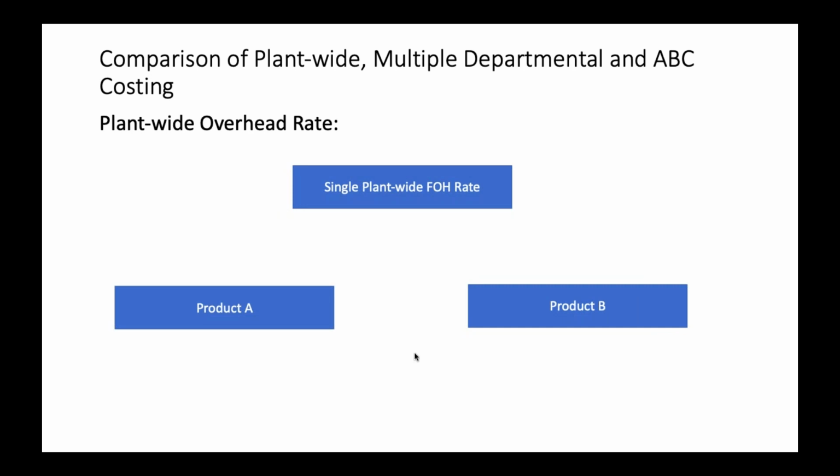Now, let's compare this to plant-wide, multiple departmental, and ABC cost. Let's compare ABC costing to plant-wide and multiple departmental costing system. Using plant-wide, we are using a single factory overhead rate for all the products being produced, regardless of the activities being performed in each product. We are applying the same factory overhead rate to all our products or services.